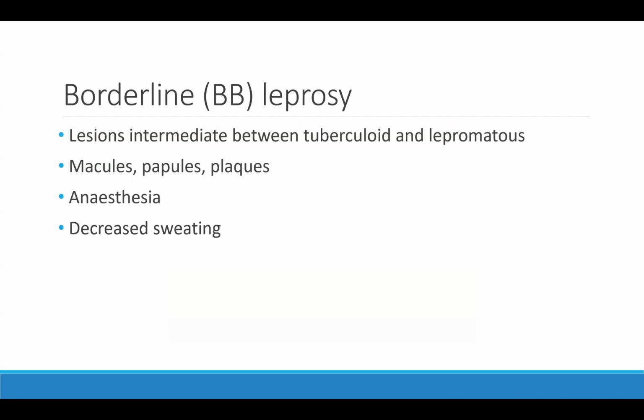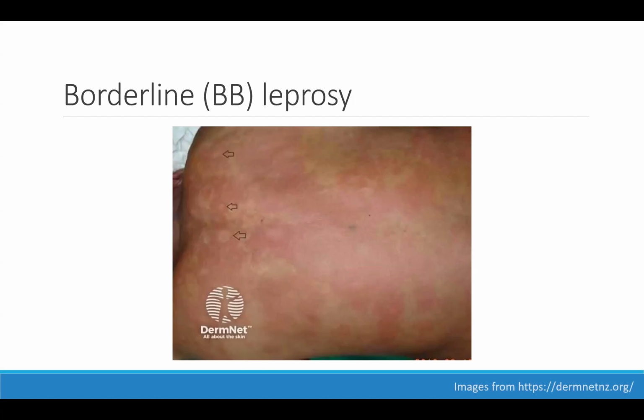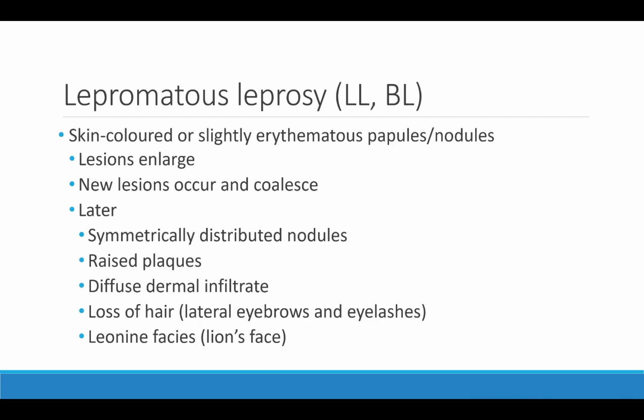Next, we look at borderline or BB leprosy. The lesions are intermediate between tuberculoid and lepromatous. These range from macules, papules, and plaques. There is anesthesia as well as decreased sweating. This is a picture of a patient with borderline leprosy.